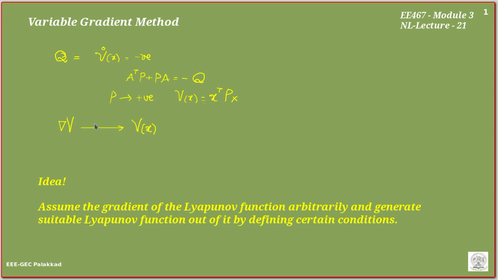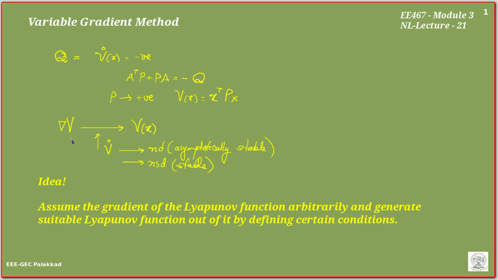And in between, what we are going to do is apply the Lyapunov theorem and see whether v dot of x is negative definite. If it is negative definite, it is asymptotically stable, and we will at least see whether it is negative semi-definite. So at least we can get a stable system. Okay, so that is the idea of the variable gradient method.